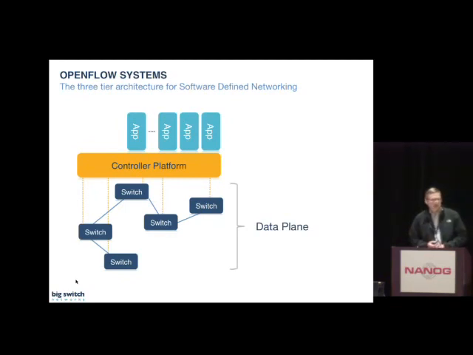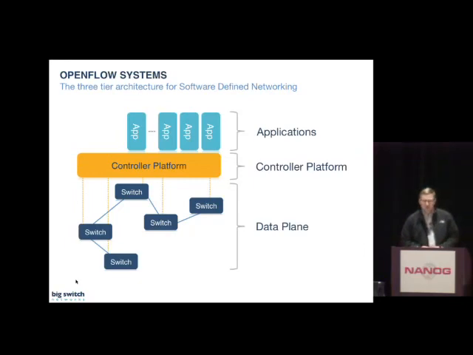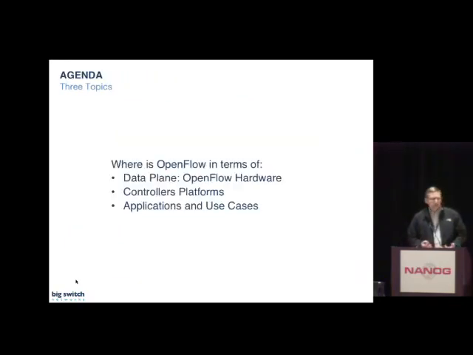For this talk, I'll mostly talk about hardware switches that are enabled with the OpenFlow protocol. We have a controller platform that talks to the switches and exposes an API up on top to the applications running on top of it. And then we have applications that provide the new interesting services in the network that we want. For this talk, I'm going to keep it fairly simple. I just want to talk about our perspective and what we're seeing for the data plane, the switches, the controller platforms, and the applications.